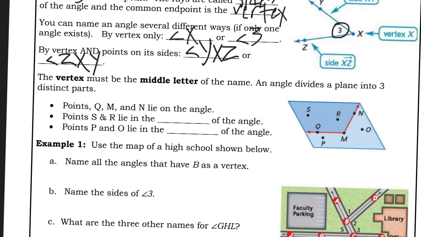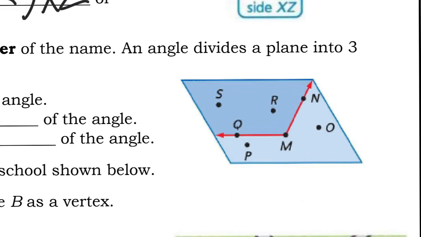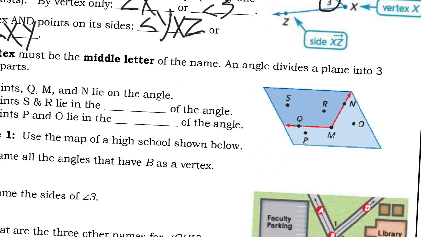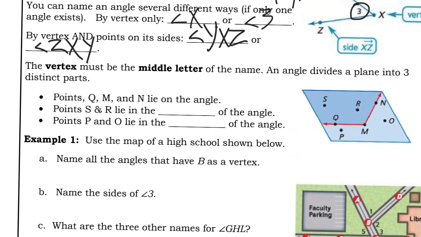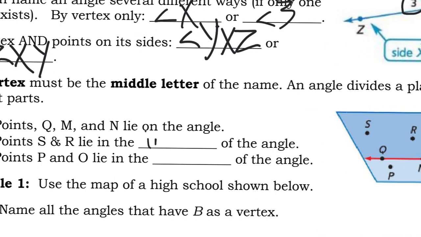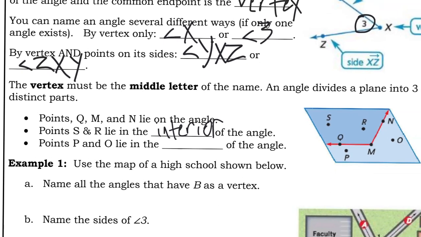An angle divides a plane into 3 distinct parts. So this here is a plane, this little parallelogram looking shape. And the first bullet point says points Q, M, and N lie on the angle. Points S and R lie on the interior of the angle. So just think about what the angle is eating, I guess. And if it's not in the interior or lying on the angle, then it's going to be on the exterior, which is what points P and O are doing. They are outside the angle.